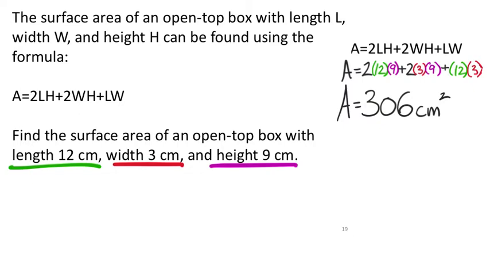Now, to emphasize what I was saying earlier, you could have done 12 times 9 is 108, times 2, that'd be 216, or 2 times 3 is 6, times 9 is 54, and then 12 times 3 is 36, and then added those together if you wanted to. I don't know why you would, but you could.